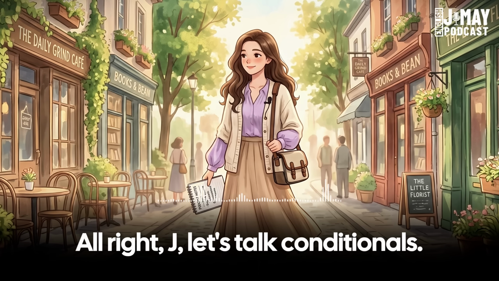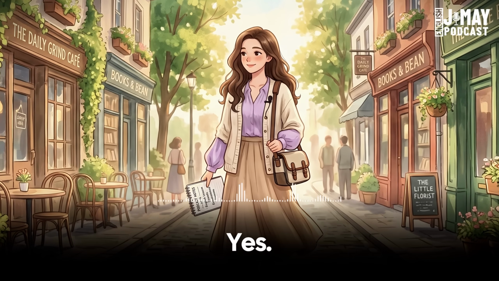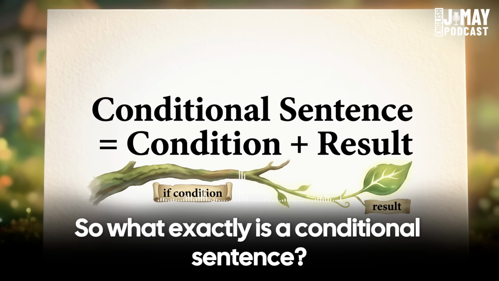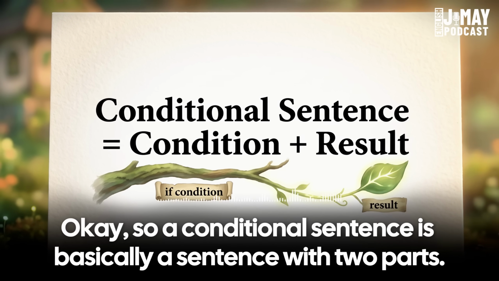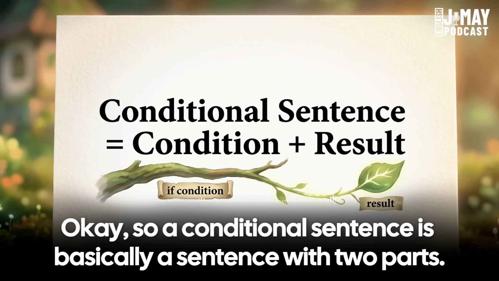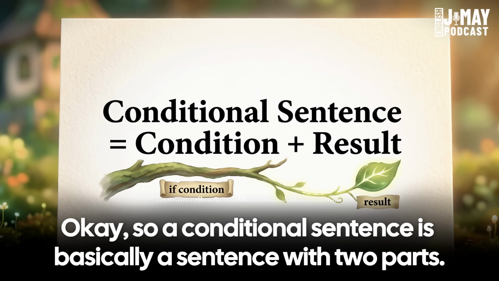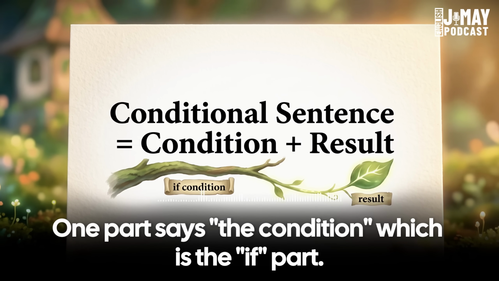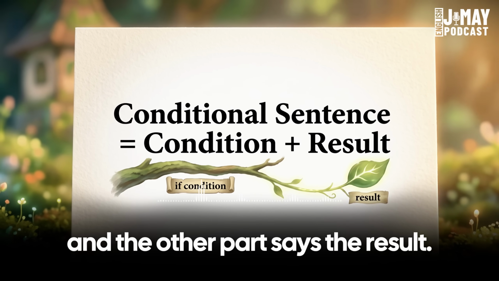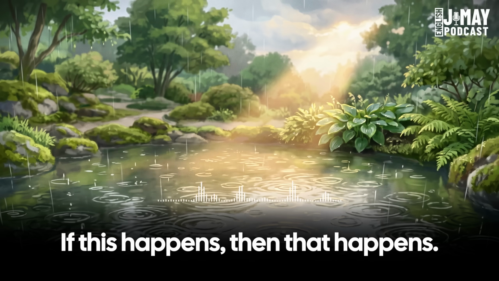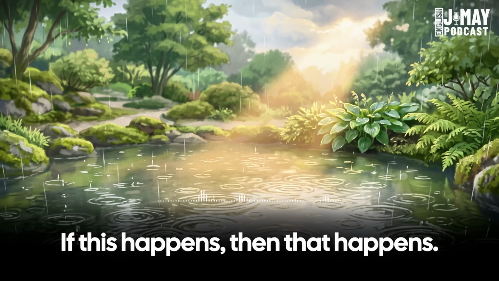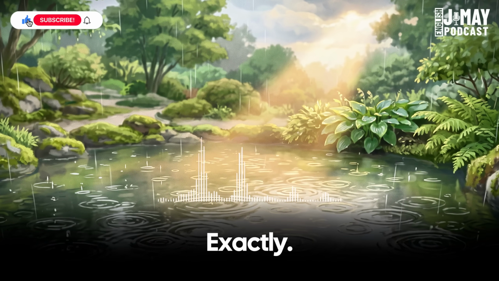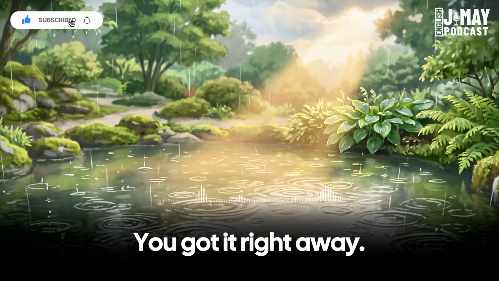All right, Jay, let's talk conditionals. Yes. So, what exactly is a conditional sentence? Okay, so a conditional sentence is basically a sentence with 2 parts. One part says the condition, which is the if part, and the other part says the result. If this happens, then that happens. Oh, like a cause and effect kind of thing. Exactly, you got it right away.